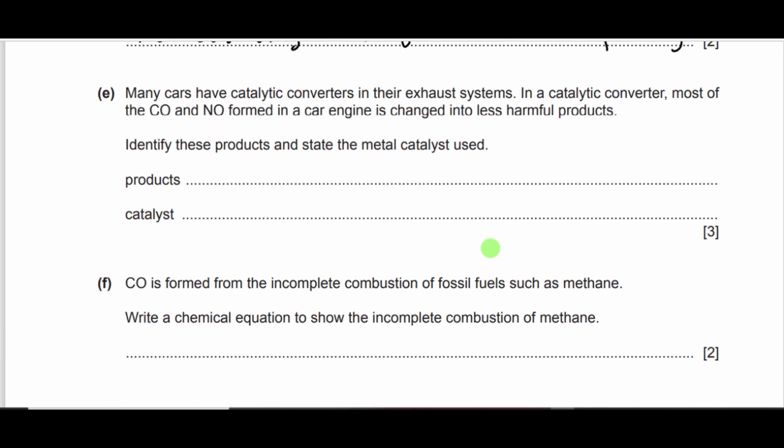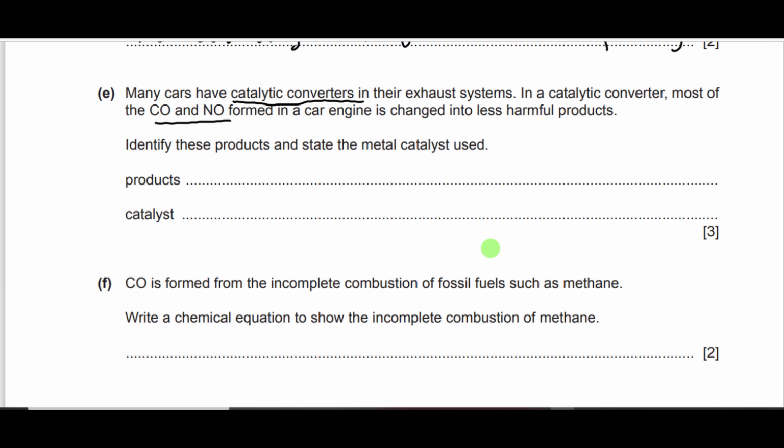Alright, so question 2E. Question 2 says many cars have catalytic converters in their exhaust systems. In the catalytic converter, most of the CO and NO formed in the car engine is changed into less harmful products. Identify these products and state the metal catalyst used.